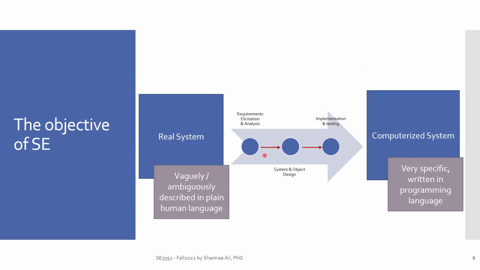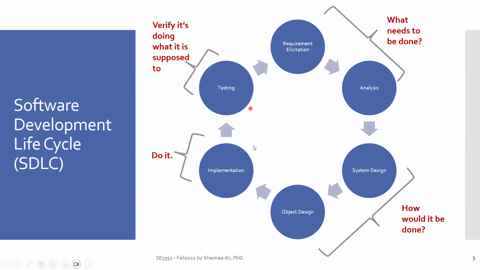So in order to do that, we go through various stages of clarification and modeling. And the first group of stages is the requirements related stages, including the elicitation and analysis. So the software development lifecycle would look something like this. There are a set of activities that aim at identifying what needs to be done. So these are the requirement elicitation and analysis.